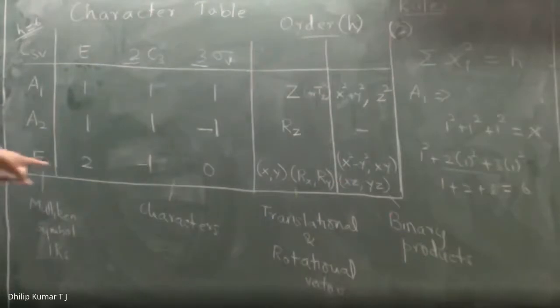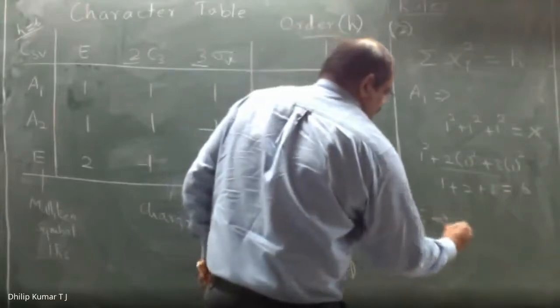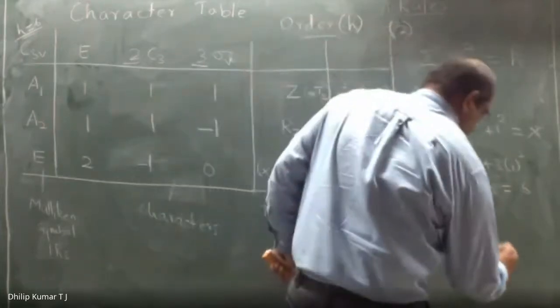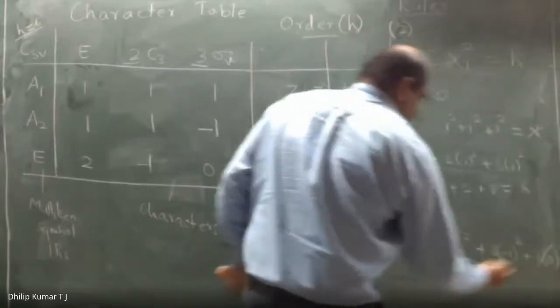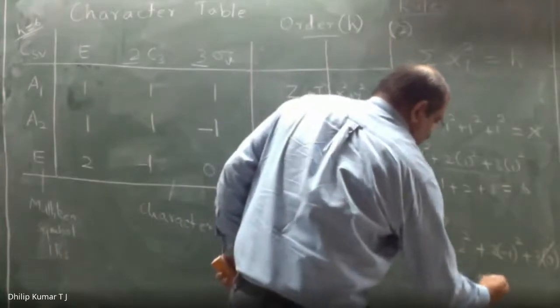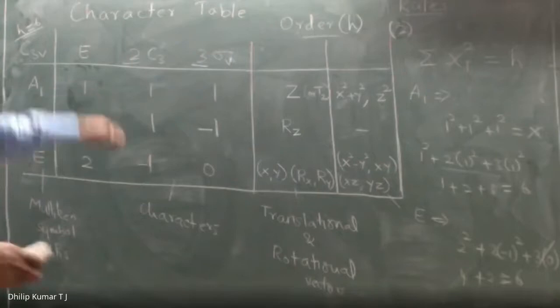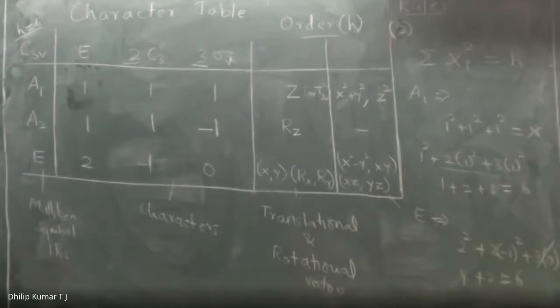So you can do the same for E. Let's do it for E. It is 2 square plus 2 into minus 1 square plus 3 into 0. This last term is nothing. So it's 4 plus 2 plus 0, which equals 6. So the sum of squares of each character of the IR is equal to the order of the group. So that is the second rule. Based on this, people generate the character table also for complex molecules.